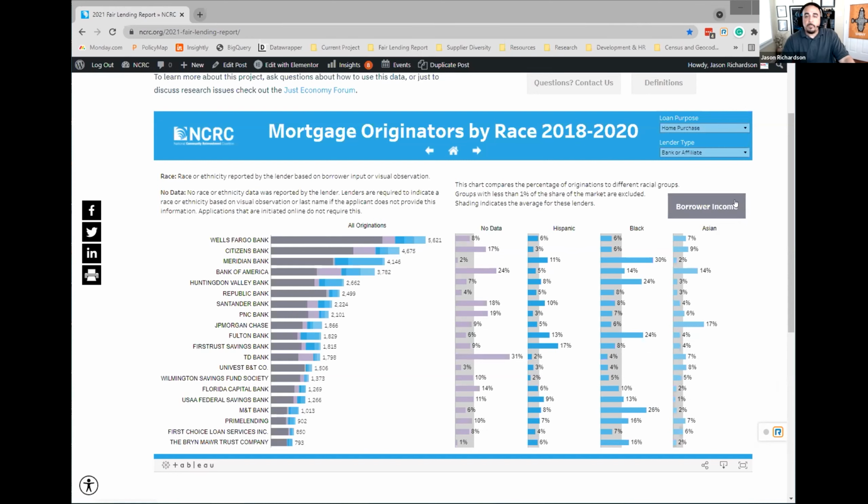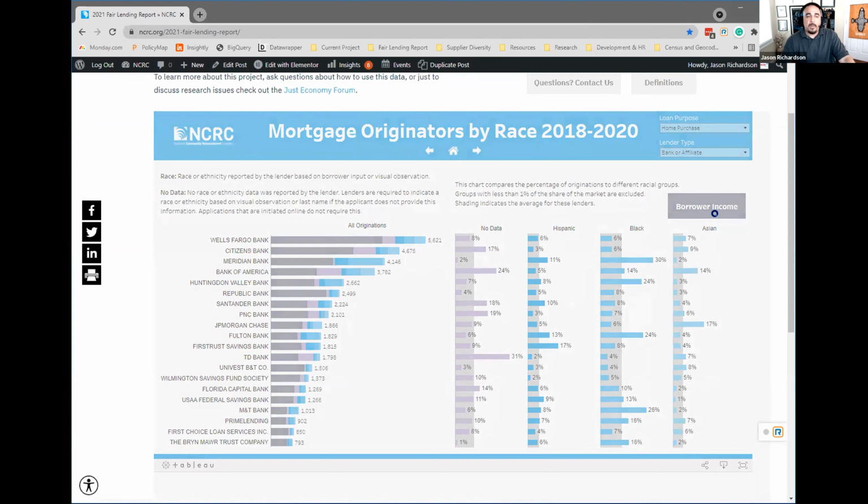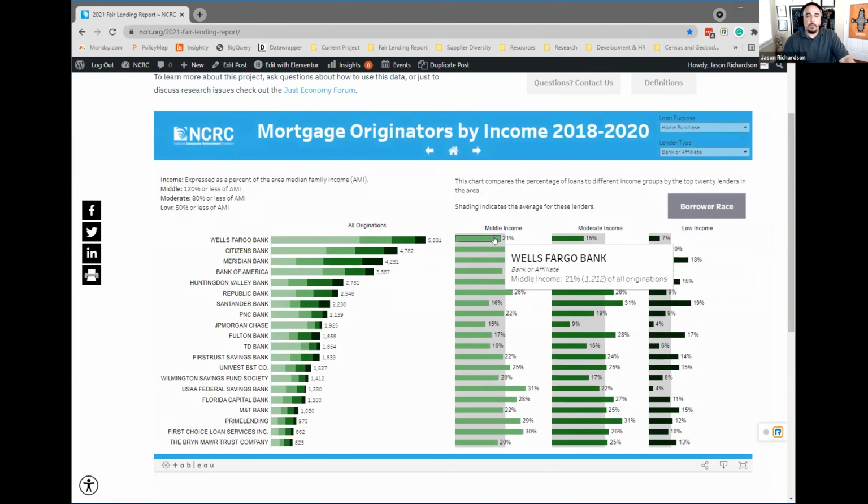And then you can switch over to the income view and look at the same lenders, but here we're looking at the share of their loans going to middle income, moderate income, and low income neighborhoods, or I'm sorry, borrowers. And again, it's a really handy way of seeing how banks are stacking up against each other that I think would be very effective if you're going into a meeting and talking about community investment.